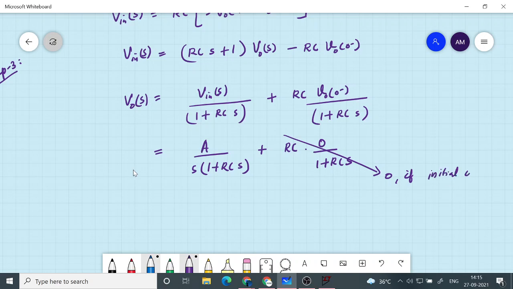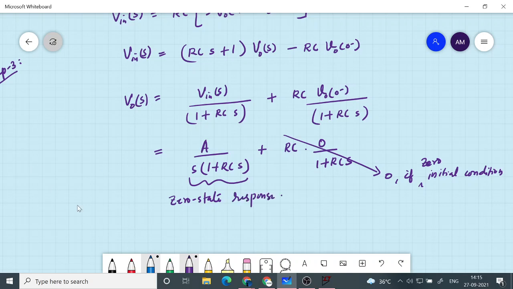It's 0 if the initial condition is 0. So the only term will be due to this, which is due to the input. So this is called the zero state response.